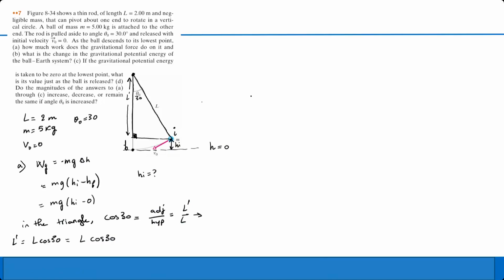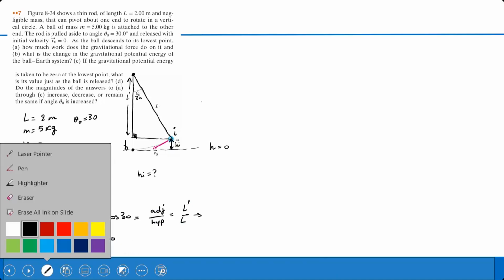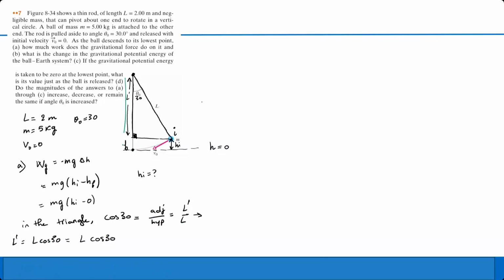So one thing I notice is that this whole length here basically is L prime plus H. And this whole length here is actually the length of my pendulum. This thin rod will drop to this final point, so this is actually L. So I'll say here that L equals L prime plus H initial, which I'm trying to find. So H initial is actually L minus L prime, which is L minus L cosine 30. I just found the initial height.